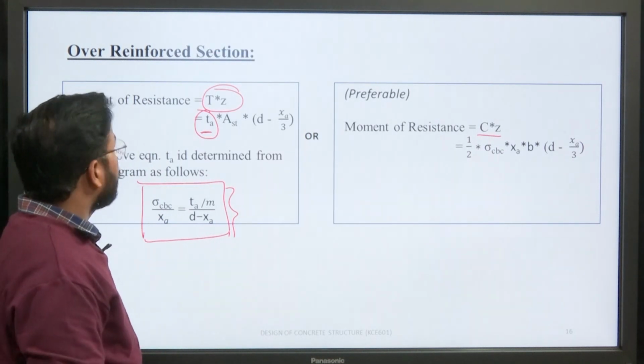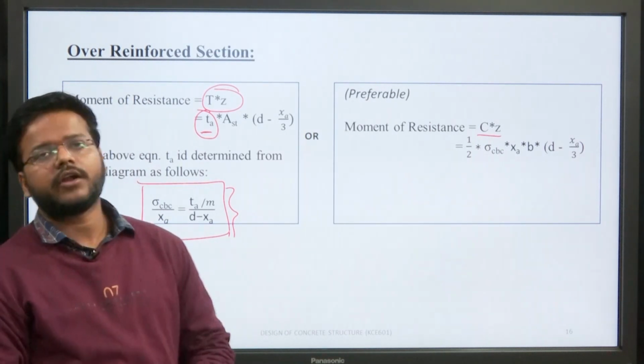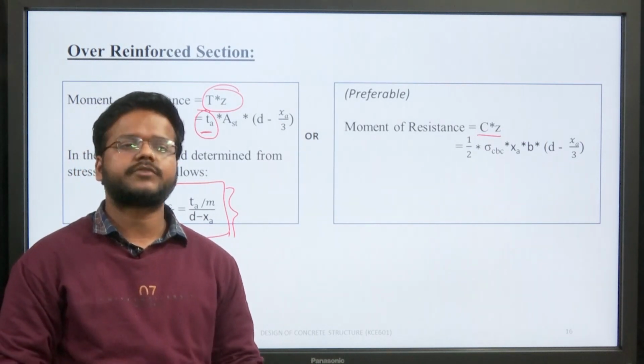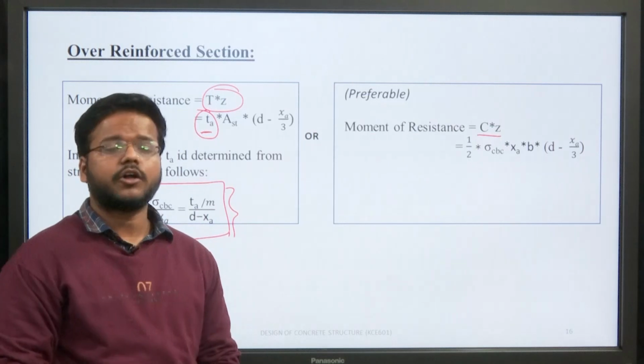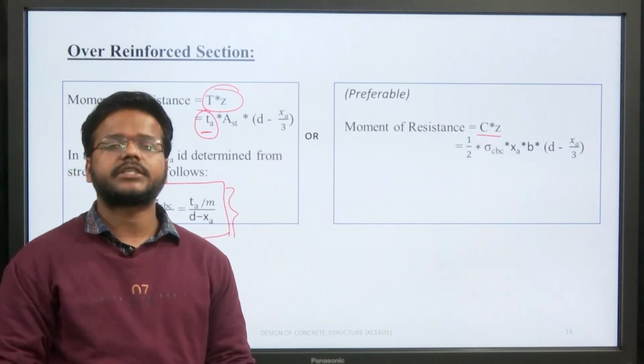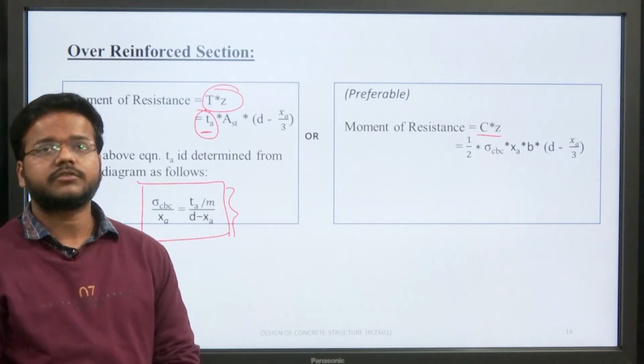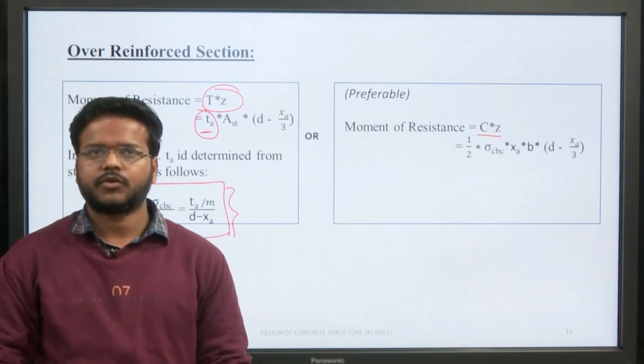Okay. So till now we have seen how we decide which type of section it is, and also how to calculate the moment of resistance in the different types of sections. Further analysis and numerical questions we will discuss in the next lecture. Okay. Thank you.